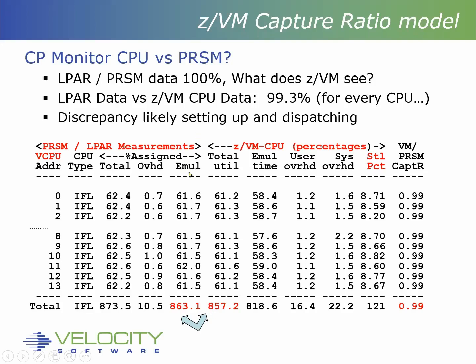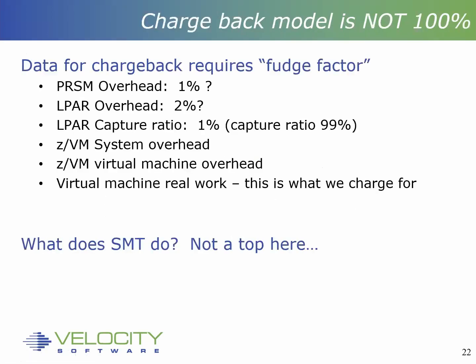So emulation time is the time where the virtual processor should be executing. Right? So it's 61.6 versus 61.2. So it's a little bit less. Okay, so I just put the capture ratio here, and it comes out to be about 99.3, which means we lose about 1% on this system. I've seen systems higher than that, and systems that are comparable. So that just says that you need a 1% fudge factor, just for PRISM overhead.